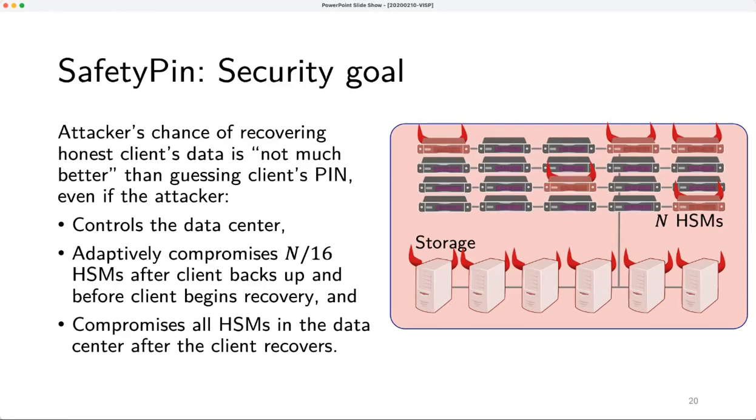So this adaptive compromise is what makes the security non-trivial to achieve and is the source of many of the headaches. The idea is you give your ciphertext to Google, and then the attacker comes to the data center, looks at your ciphertext, and decides which HSMs to compromise based on all of the information it sees. Additionally, we'd like this security property to hold even if an attacker compromises all the HSMs in the data center after your recovery is complete. The details are not super important. What is important is that we're aiming for a pretty strong notion of security here, much stronger than you can get today.